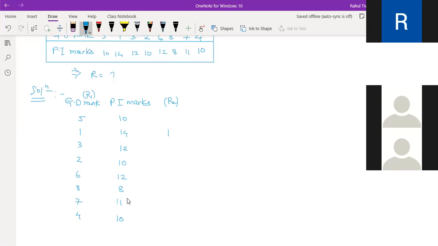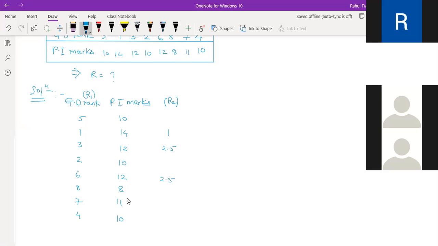Since 12 is repeated twice, which one is given the next rank? Is 2 given to this one or to that one? In that scenario, when there is a tie between observations, we have to take their corresponding ranks. The corresponding ranks are 2 and 3. So 2 and 3 sum to 5, and 5 divided by 2 gives the midpoint, 2.5 and 2.5. So ranks 2 and 3 are done.